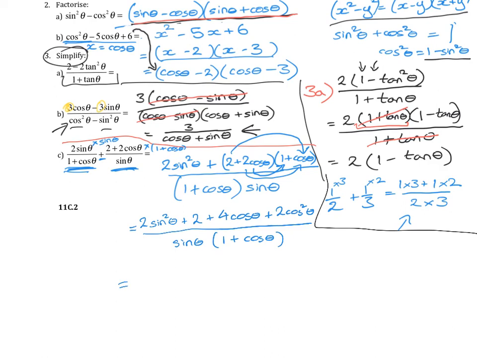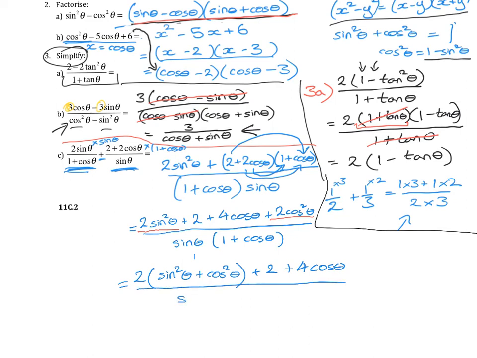Alright, a lot's going on up here. One thing I notice, I've got 2 sine squared theta plus 2 cos squared theta. And if we take 2 out of those two terms, I get 2 times sine squared theta plus cos squared theta. And hopefully we know by now that's just the number 1 in there. Okay, and then I've also got these 2 plus 4 cos theta, which I don't have anything to do with yet. So I'm just going to copy it. And then I have to copy all that denominator.